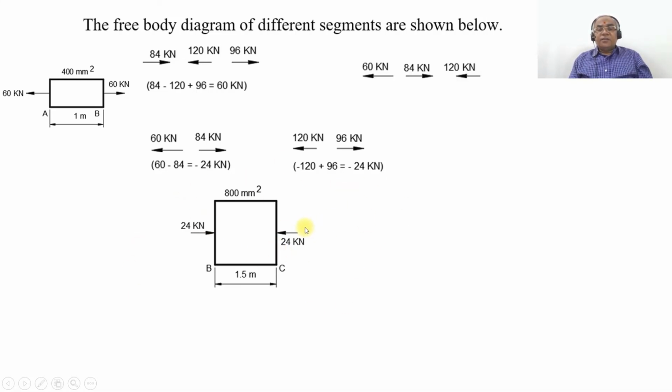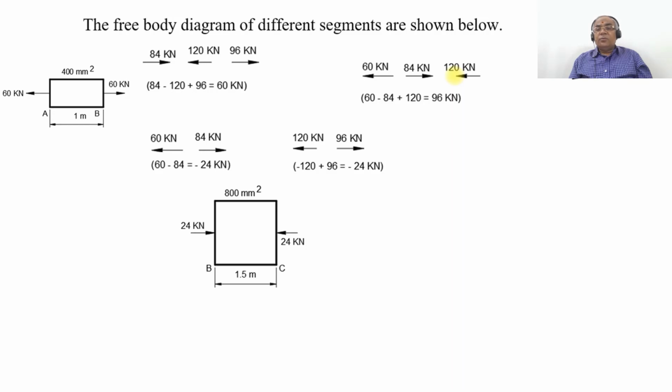Similarly, when you are considering the third segment, on the left hand side you have 3 forces, whereas on the right hand side you are going to have 1 force. Convention is this is tensile, this is compressive, and this is tensile. 60 minus 84 plus 120, so you are going to get plus 96 kilonewton.